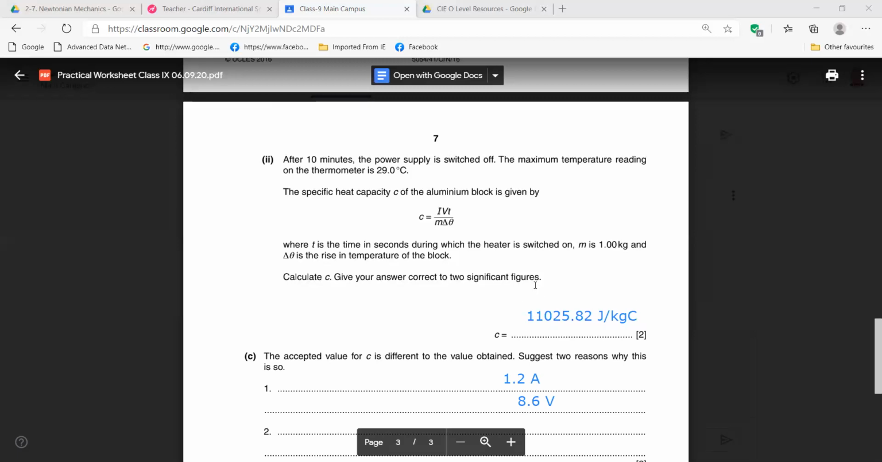You'll write it this way. Are you sure it is 11,000 or 1100? 1025.82. The next digit is 8, so it will be 1026. Fine. Now if it is two significant figures, then you have to write 1000. Is it clear?